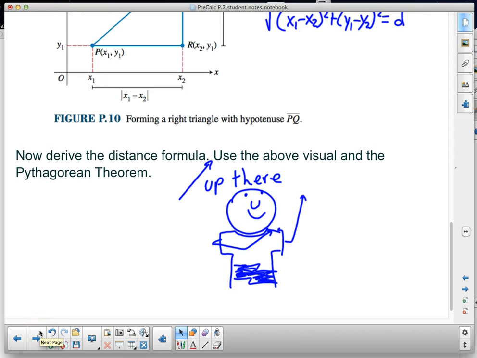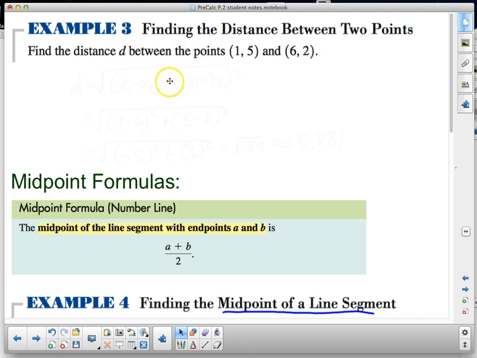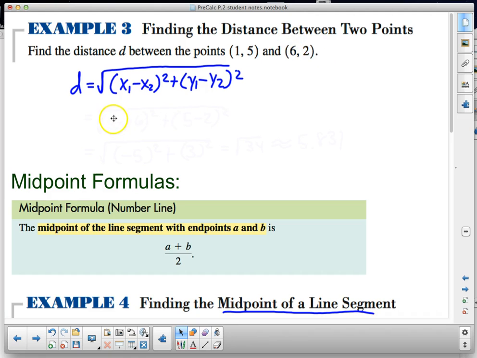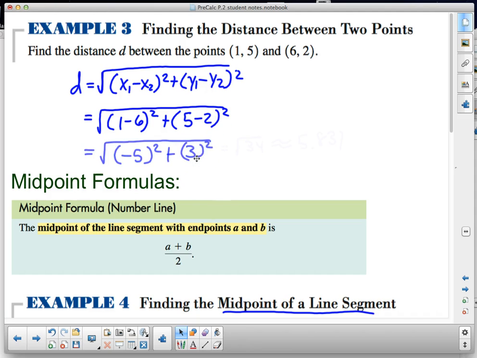If you have questions on the derivation of the distance formula, let me know. Okay, finding the distance between 2 points. Again, we have the distance formula. This is x, this is x. So I'm going to find the difference of the x's, the difference of the y's. I'm going to square the difference of the x's, and square the difference of the y's. Find that sum and take its square root. That's going to be 25 plus 9, which is the square root of 34. I pop it in my calculator, I get 5.831.